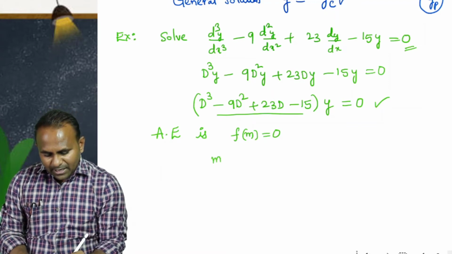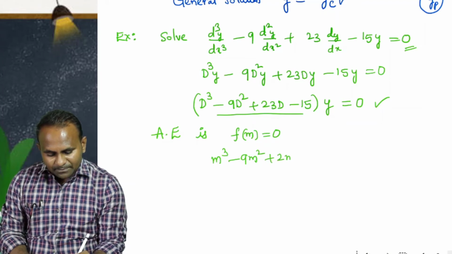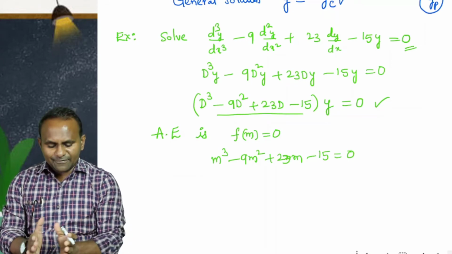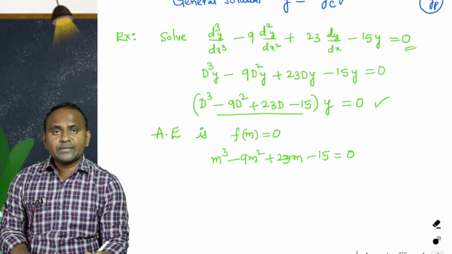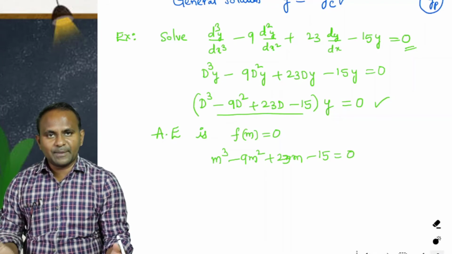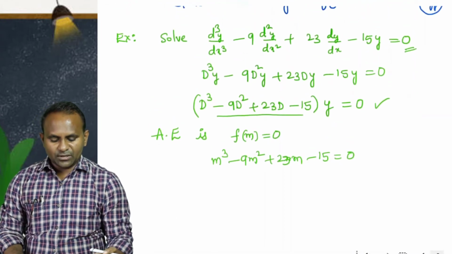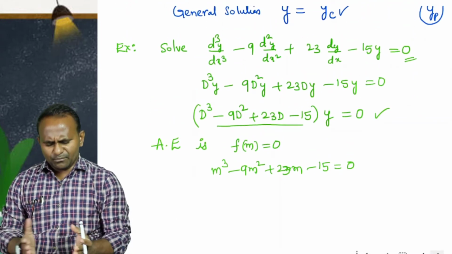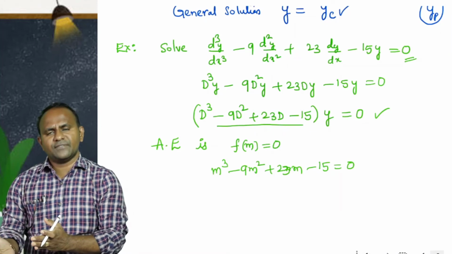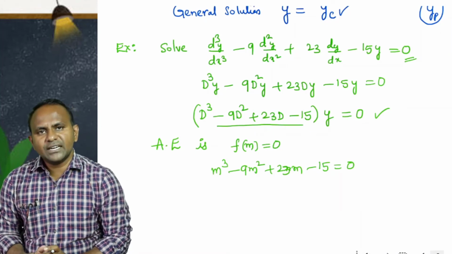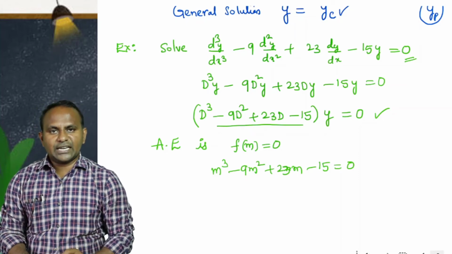Which becomes m cube minus 9m squared plus 23m minus 15 equals 0. Only f of m equals 0. This is my algebraic equation, a third degree polynomial. Obviously, we'll be having 3 roots. So how to find the roots of this equation? As usual, most of the questions will be in terms of real numbers, where 1 or 2 will compulsorily be integers, so that you can use synthetic division, the trial and error method.